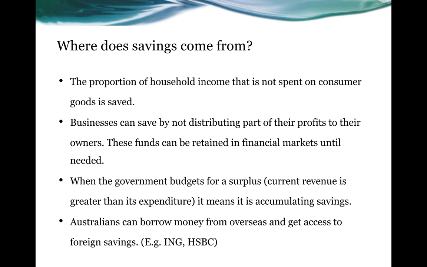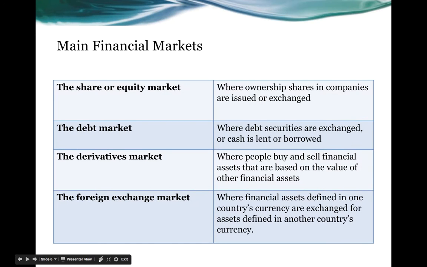Australians can borrow from overseas, okay, to get access from foreign savings. And we've seen the emergence of some of our smaller banks in terms of their market share in Australia, ING, HSBC, because these are international banks, okay? So when you're borrowing money from these banks, you're actually borrowing money from accumulated savings overseas, not the domestic Australian market.